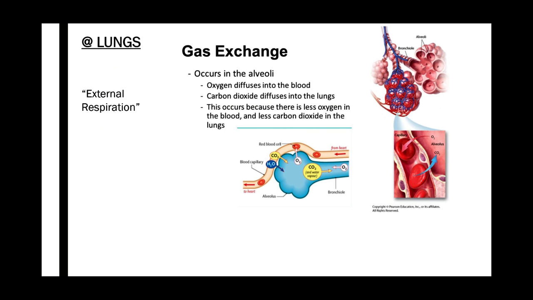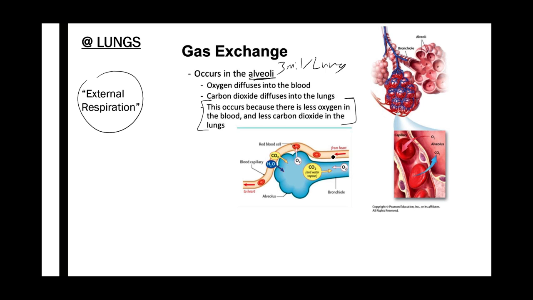Okay, so when we're talking about the lungs, you may hear the term external respiration. As I talked about before, the alveoli is the site of gas exchange in the lung, and there's around 3 million alveoli per lung, which is pretty remarkable to think about. Who knew there was room for 3 million of these air sacs in one lung? But anyway, oxygen diffuses into the blood, carbon dioxide diffuses into the lungs, and like I said before, this is set up so that the concentration gradient can be followed.